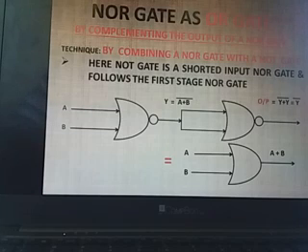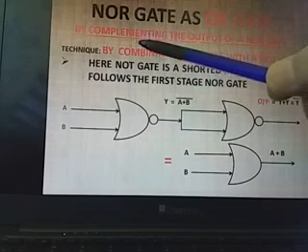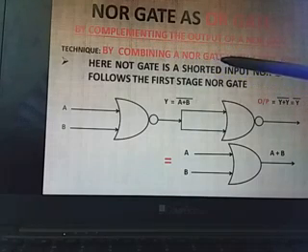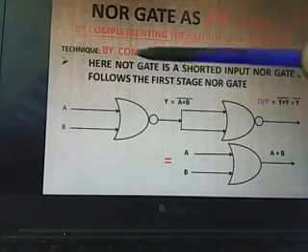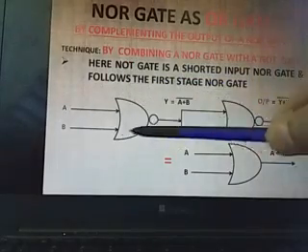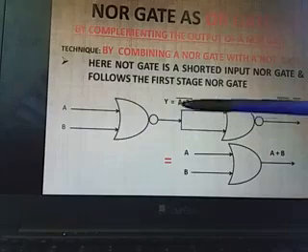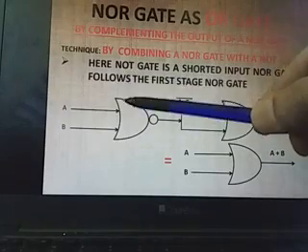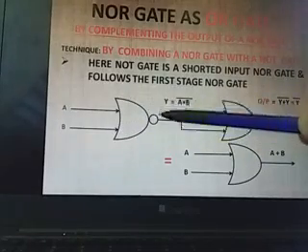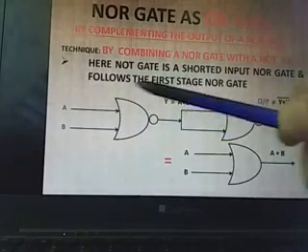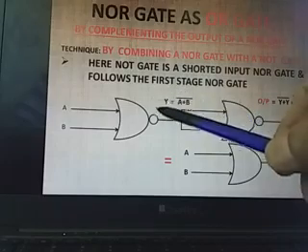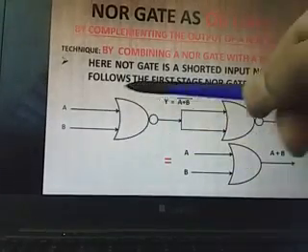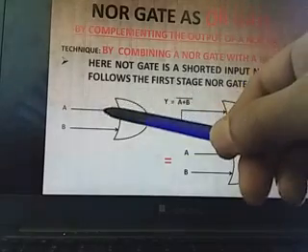Here, you should remember that the technique is by complementing a NOR gate with a NOT gate. When the output of the NOR gate is observed, it is the complement of the sum of the inputs. So here the output of this first stage NOR gate is complement of A plus B.